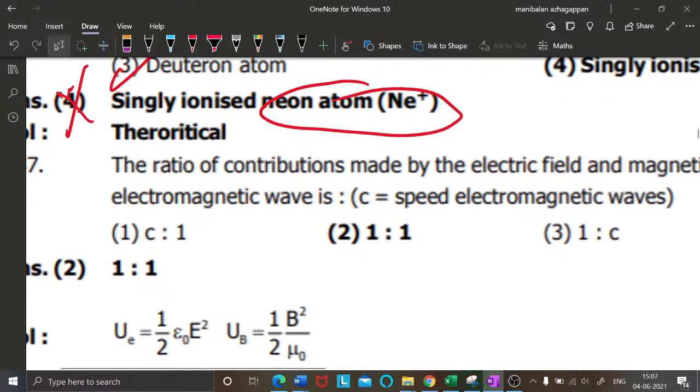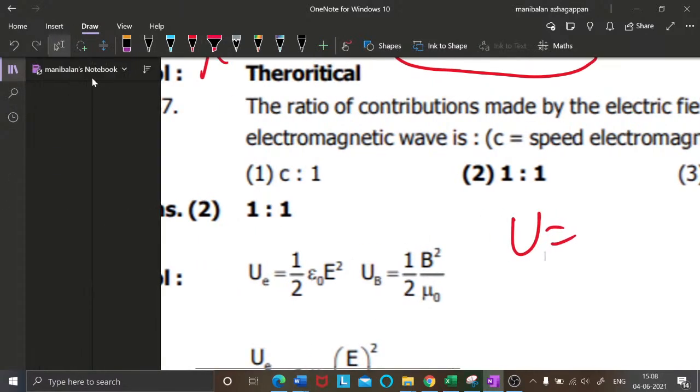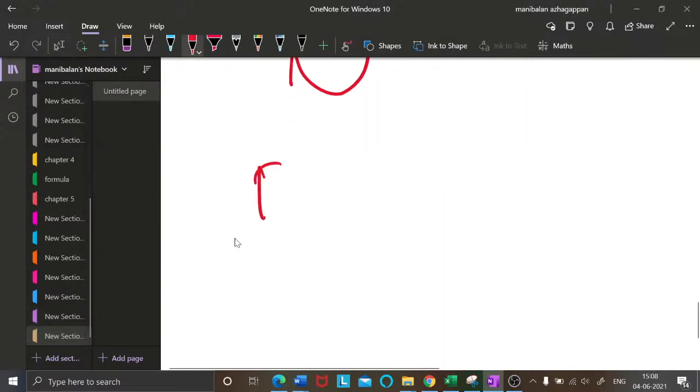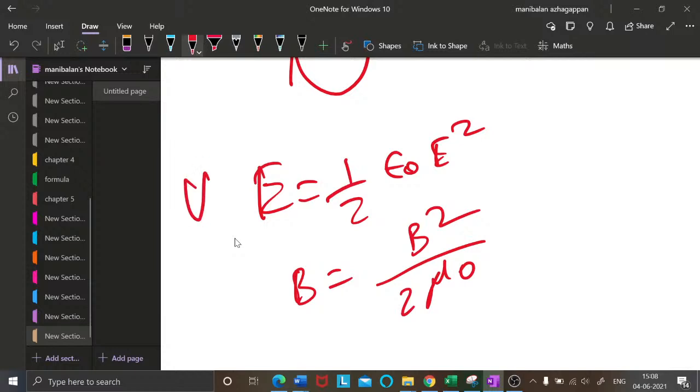Okay, then they asked about the electric and magnetic field energy ratio. What is the electric field energy and magnetic field energy ratio? I know the electric field energy U is equal to, I'm taking another page. It's a very long question, see how I am going to do it. Electric field energy density is 1 by 2 epsilon naught E square. Magnetic field energy density is B square divided by 2 mu naught. So energy for the electric field and energy for the magnetic field, this ratio only they are asking.